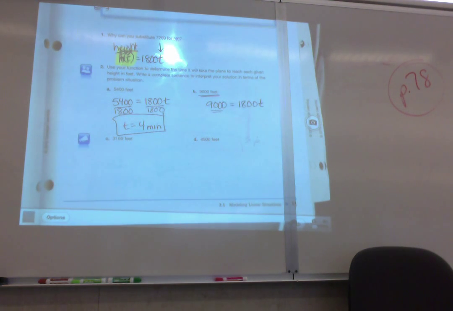Okay, I want to see it all set up because I want to be able to give you partial credit on tests if you get a small mistake wrong. Right? So I know this was kind of the same thing over and over, but please show the work, all right?